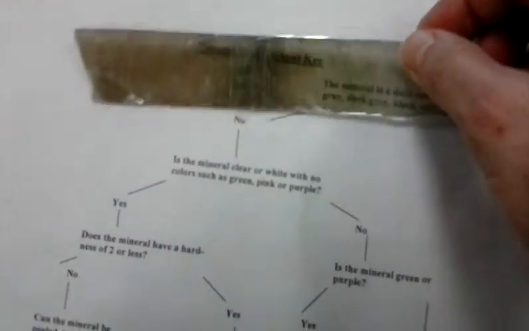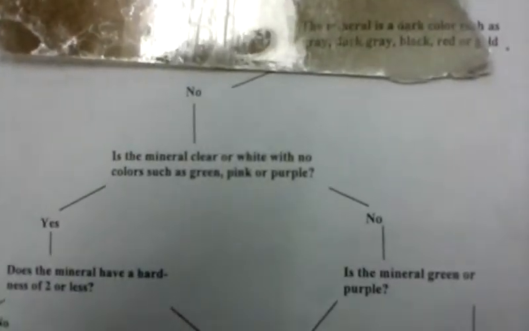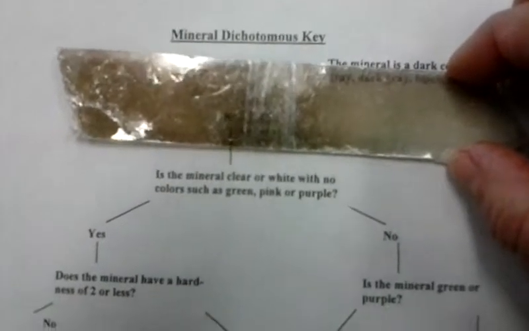So here I am on the no track, and now it leads me to the next question, which is: is the mineral clear or white with no colors such as green, pink, or purple? And like I said before, you can see right through the mineral. So yeah, I would describe this mineral as clear. So we can go ahead and follow the yes track here.